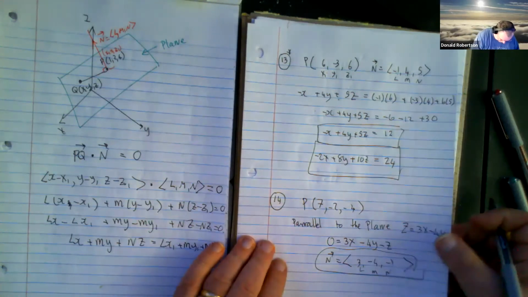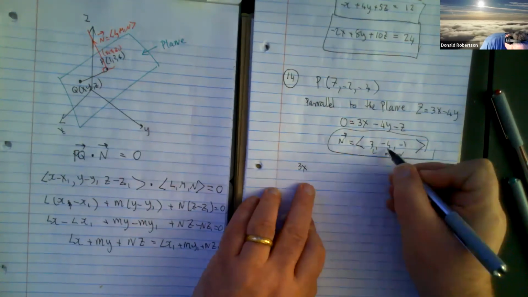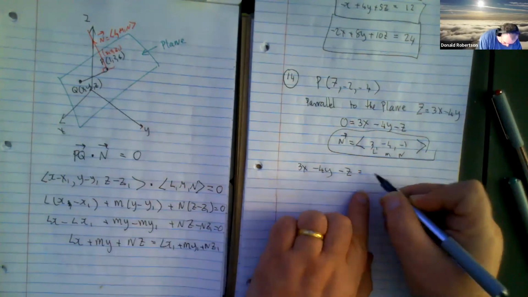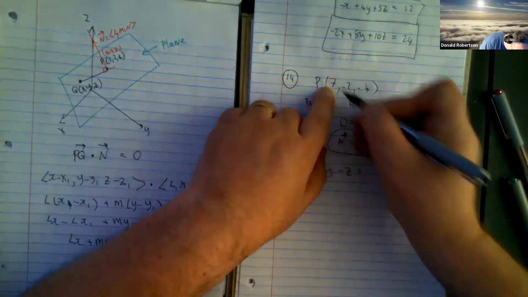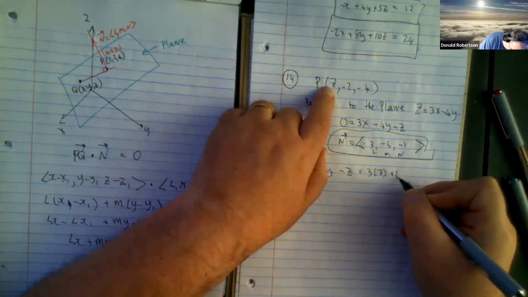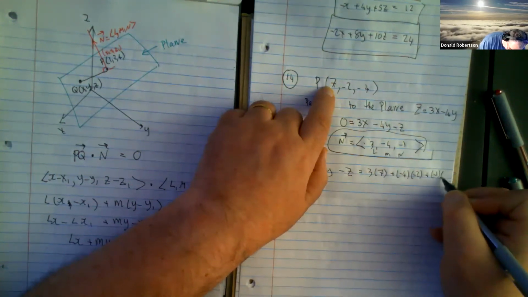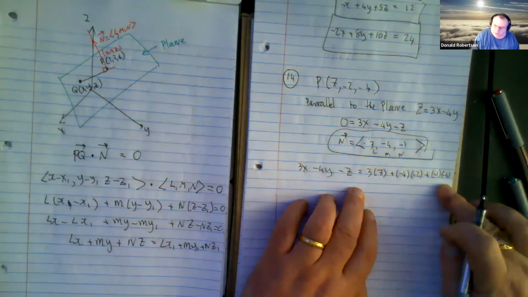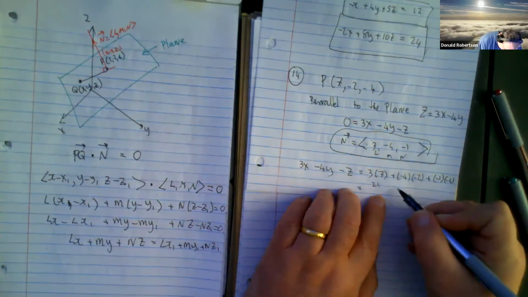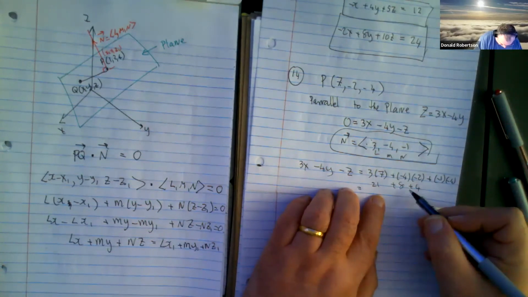So to finish this guy off then, what I would be doing is I'd be saying 3x take away 4y minus 1z. And I wouldn't say it was equal to 0. I'd say it's equal to the dot product. So I'd say it's whatever 3 times 7 plus negative 4 times negative 2 plus negative 1 times negative 4. And that's what it would be equal to. And in this case, 21, add 8, add 4, 33.